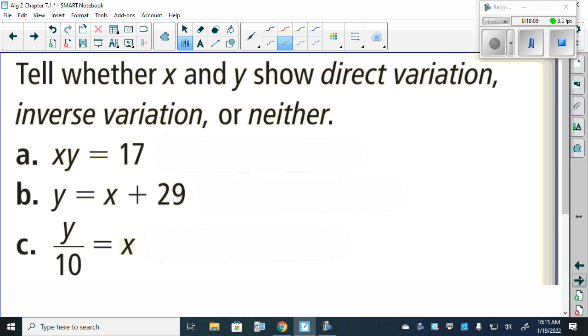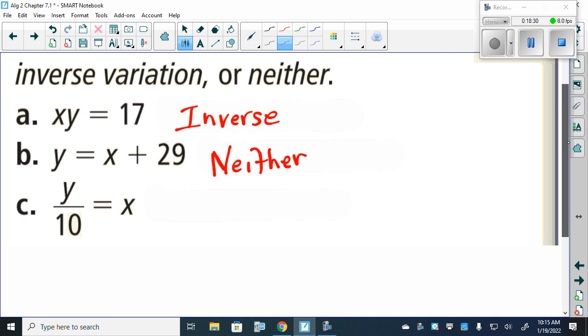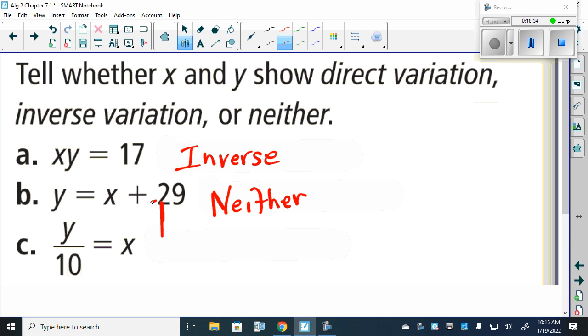So going from the top, x times y is equal to 17 would be inverse. y is equal to x plus 29, neither. y divided by x, direct. Okay. One more thing.